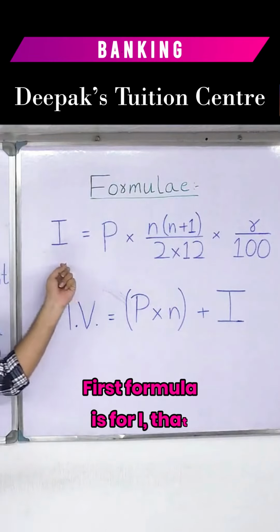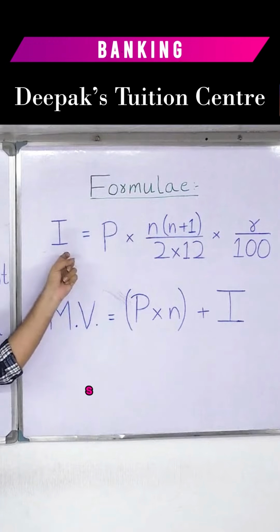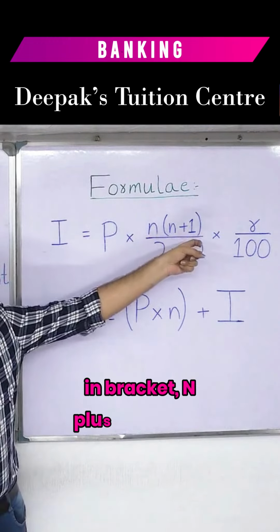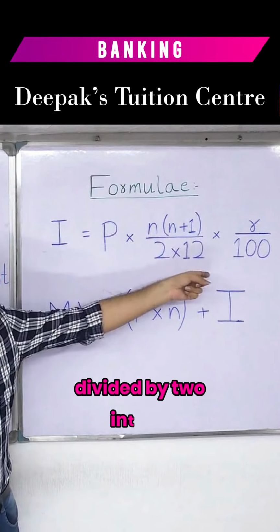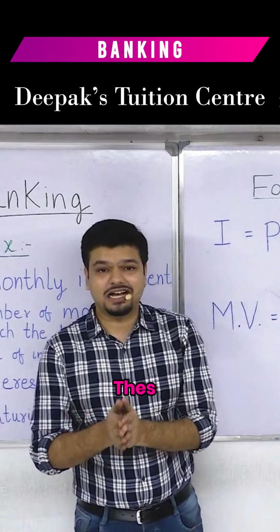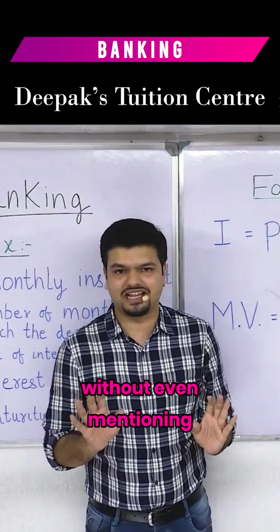First formula is for I, that is calculation of interest. So I is equal to P into N in brackets N plus 1, whole divided by 2 into 12 into R by 100. These symbols that we are using here are standard symbols. You can take them directly without even mentioning anything.